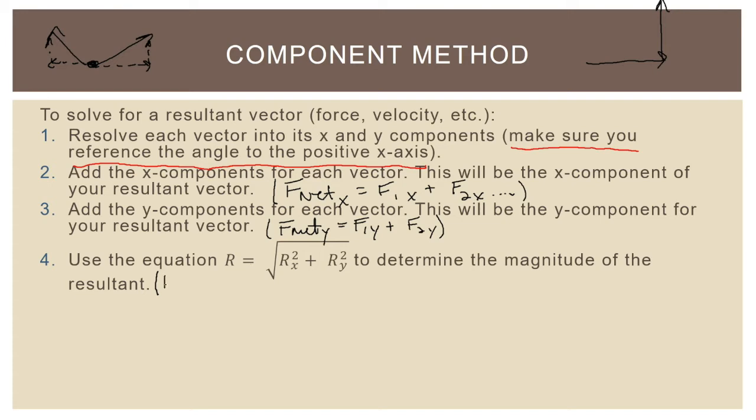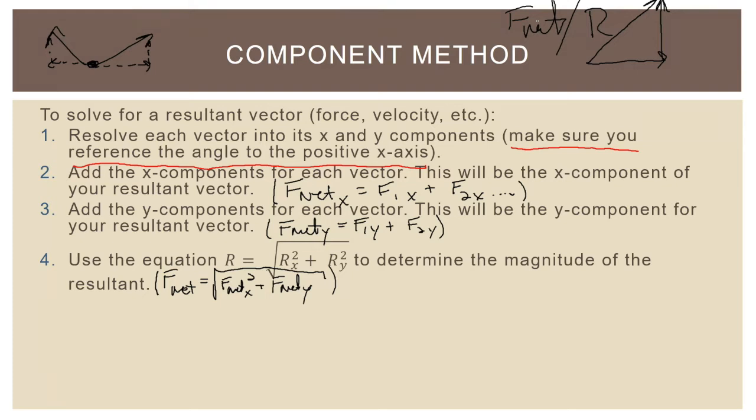But if we're talking about forces, we can say your resultant could be written as F net equals the square root of F net x squared plus F net y squared. So we're finding the x components, adding them all up, finding the y components, adding them all up, and now we have the x and y components of our resultant. And so we're going to use the Pythagorean theorem to find the hypotenuse of that triangle. And that is our resultant. And if we're talking about forces, we usually refer to that as F net.